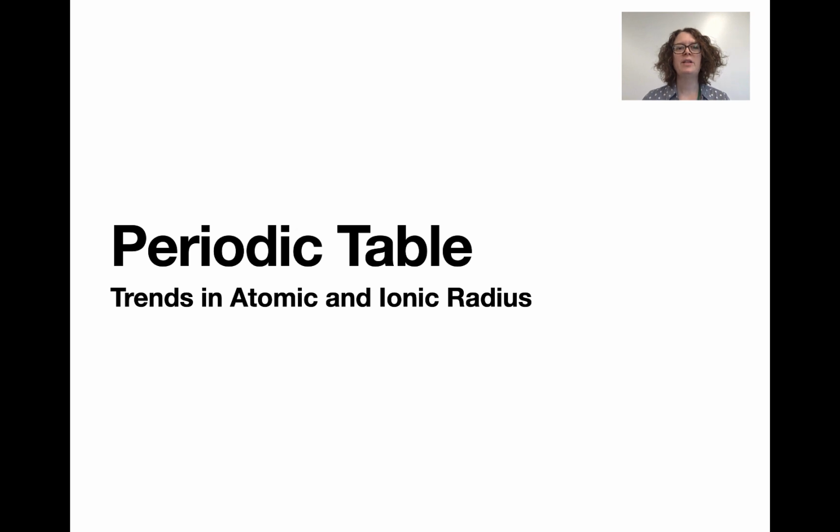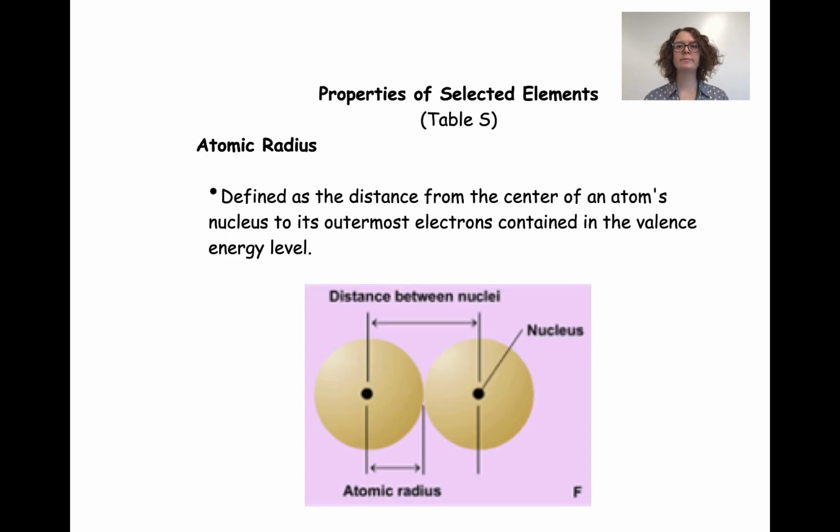Welcome! In this video, we will be discussing trends in atomic and ionic radius on the periodic table. So the periodic table is organized in a lot of different ways, and once we have our elements on the periodic table, we can notice some trends in some of their physical properties. And one of the properties that we can look at is atomic radius.